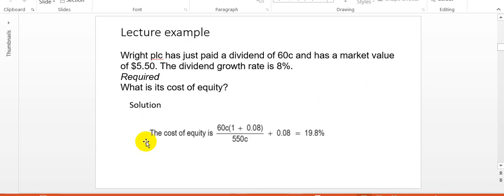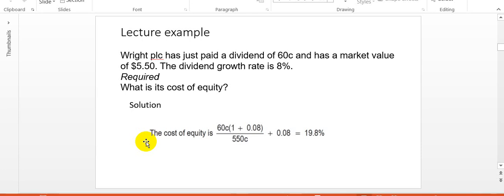Let's look at a very simple example of how to apply the dividend growth model in computing the cost of equity. So we have WPP PLC, which has just paid a dividend of 60 cents and has a market value of $5.50. The dividend growth rate is 8%, and you're required to compute the cost of equity.